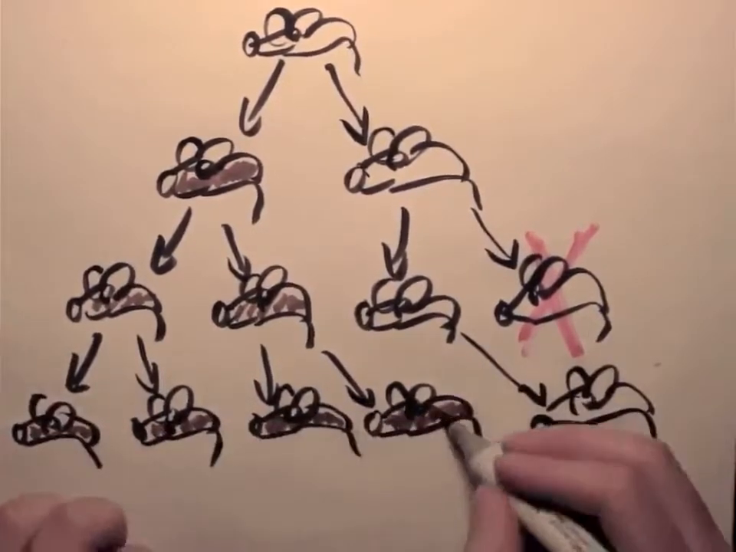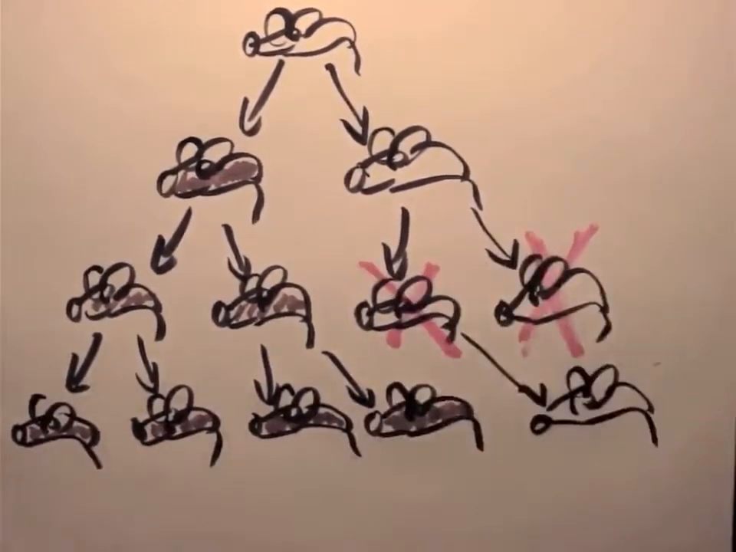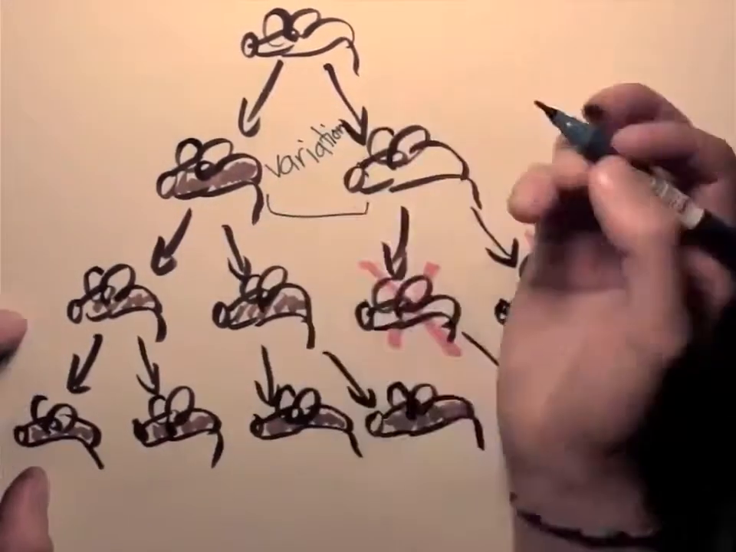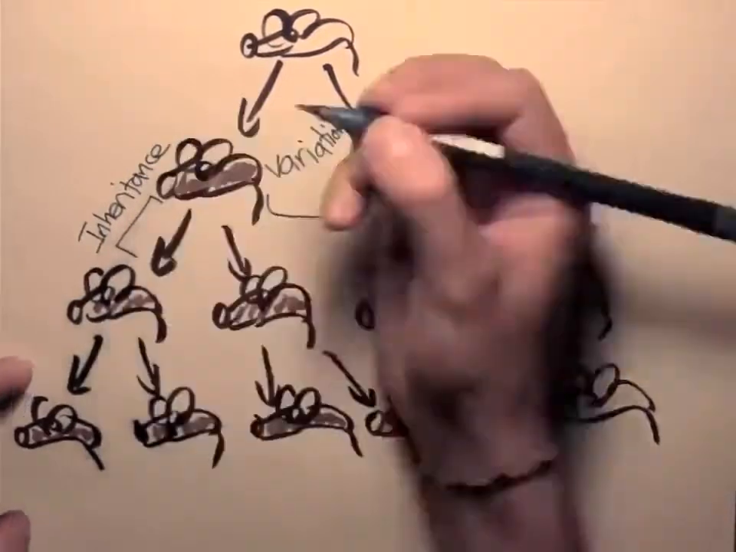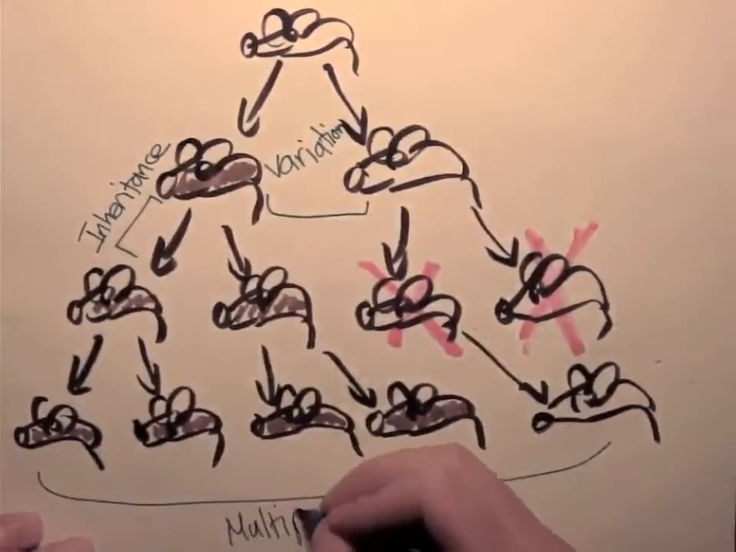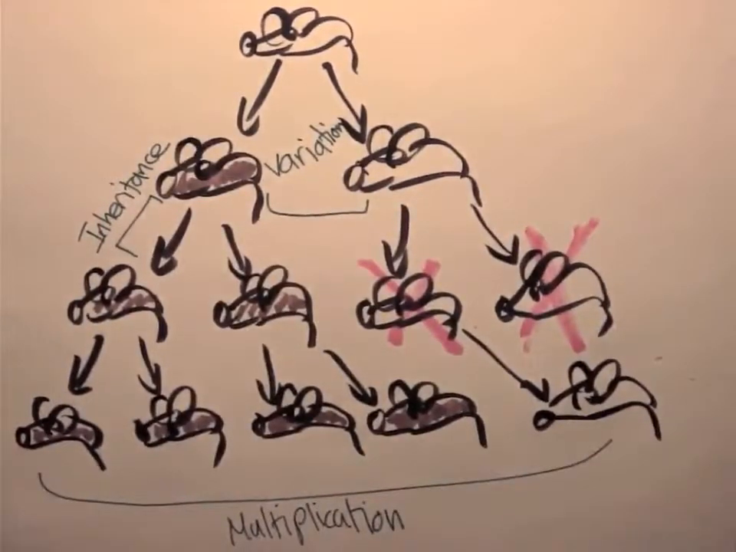Going back to the properties we learned before, the variation here is created by the changes in genes that create the two colors. The inheritance means white mice make mostly white offspring, and brown mice make mostly brown offspring. Producing offspring already satisfies multiplication.